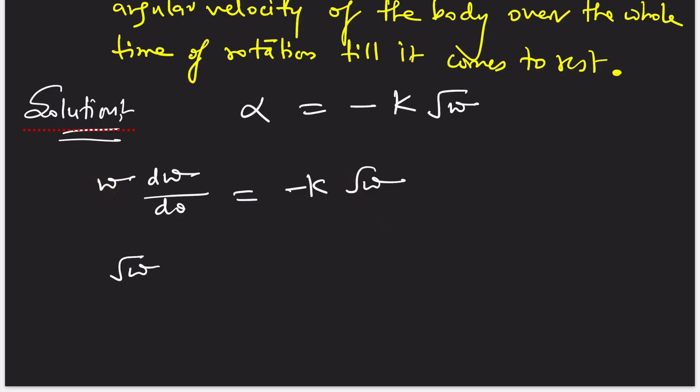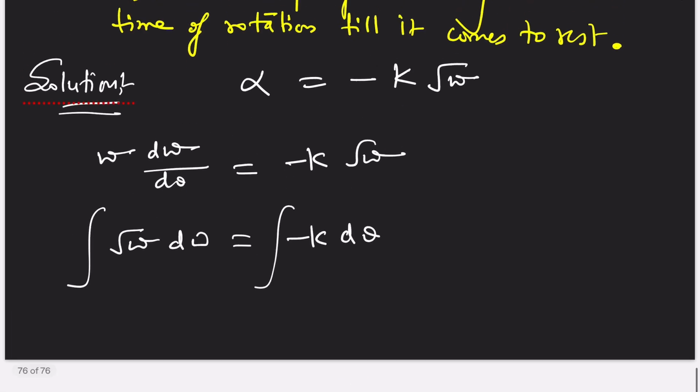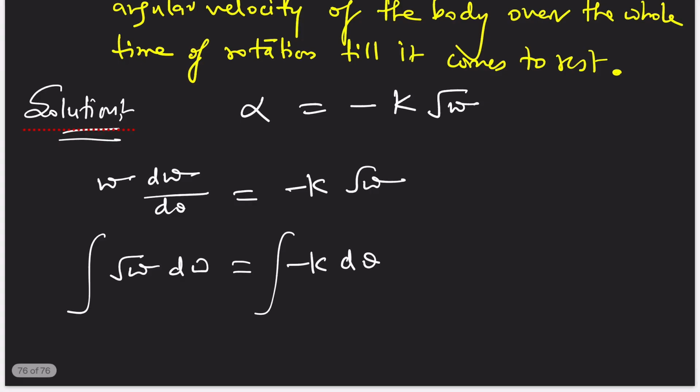So guys, root omega d omega is equal to minus k d theta. So we have to integrate this. First let's integrate and calculate how much theta we are going to have. If you see, the initial angular velocity is omega naught when theta is 0, and later when you have covered angle theta, your velocity becomes 0.